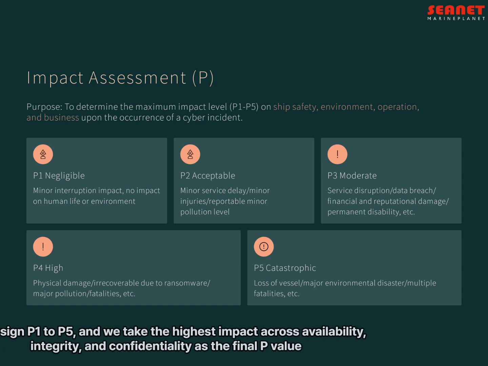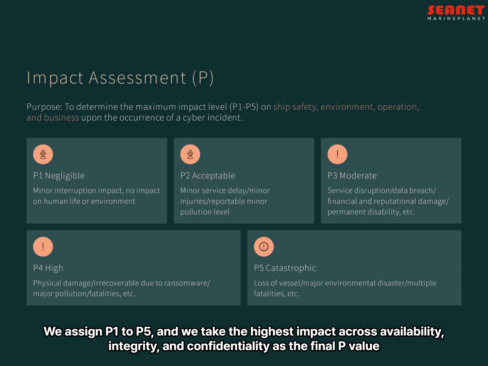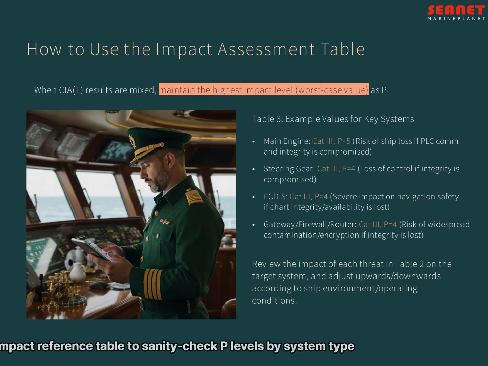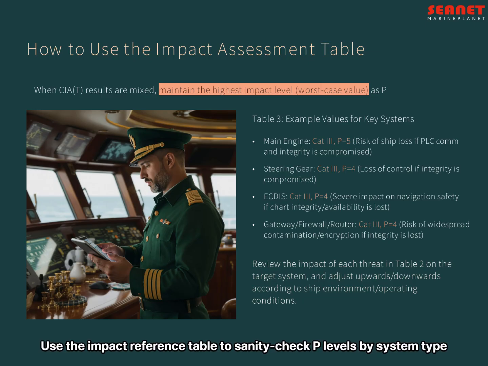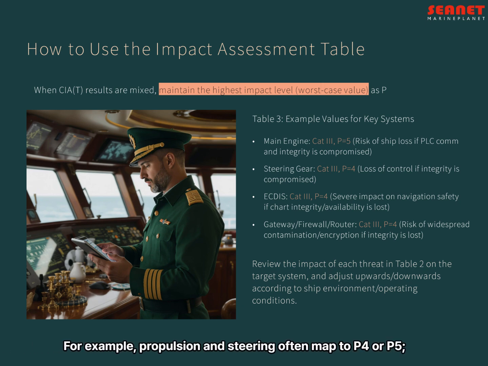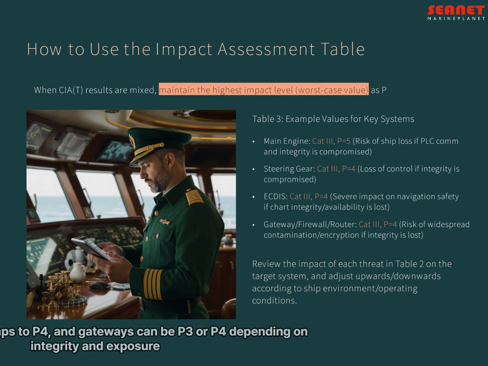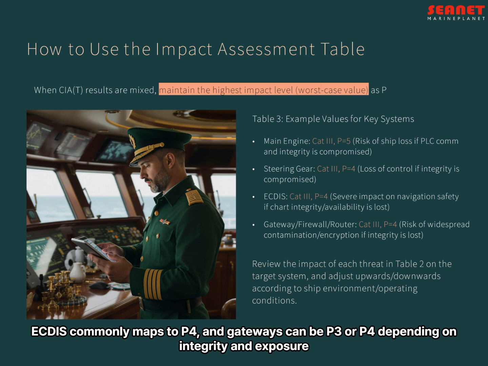We assign P1 to P5, and we take the highest impact across availability, integrity, and confidentiality as the final P value. Use the impact reference table to sanity check P levels by system type. For example, propulsion and steering often map to P4 or P5. Navigation systems commonly map to P4, and gateways can be P3 or P4, depending on integrity and exposure.